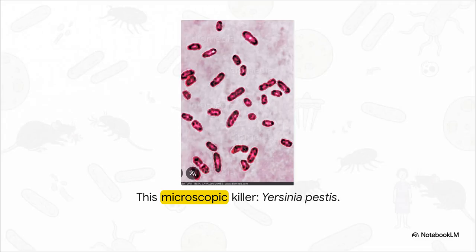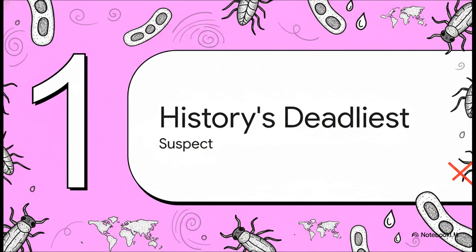Well, here it is. Meet the culprit. This little thing is Yersinia pestis, the plague bacillus. It looks pretty unassuming, right? Just a tiny rod-shaped bacterium. But under the right, or wrong, conditions, it becomes one of the most brutally efficient killers this planet has ever seen. So, let's start our investigation with the prime suspect.